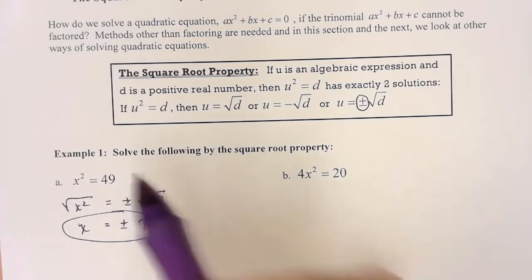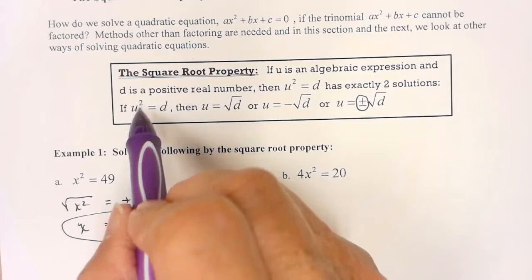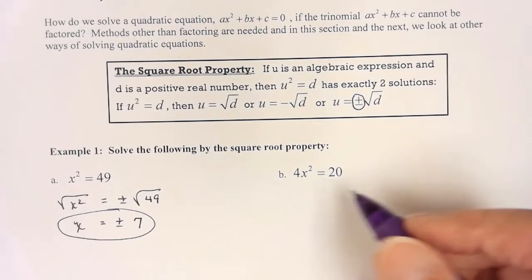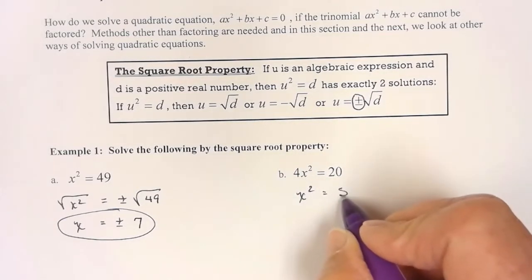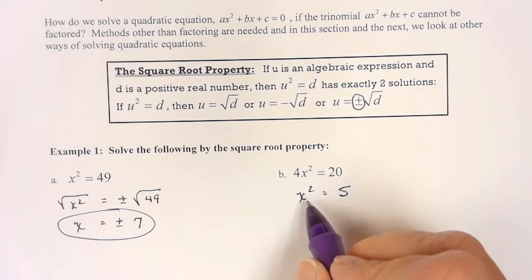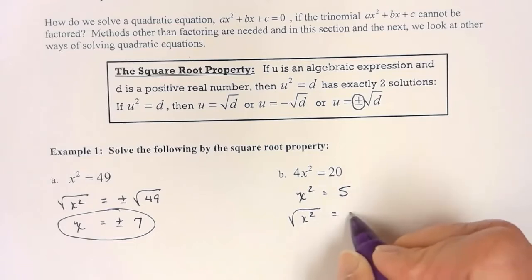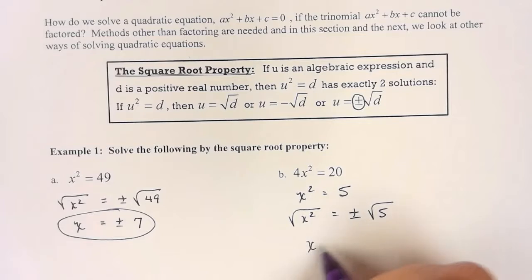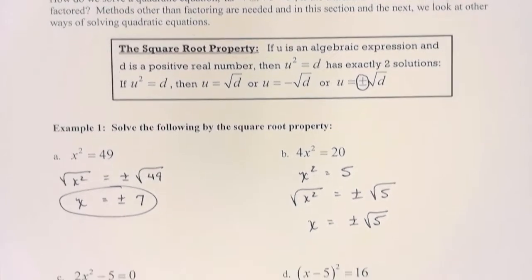So the first thing I'm going to have to do is get whatever my item squared is isolated. It was in the first one, but in this one it is not. I'm going to have to divide by 4 because I've got to get the item squared isolated. Now I'm going to take square root of both sides. Remember the plus or minus. Square root of x squared is x. And since square root of 5 cannot be simplified, that is my answer.